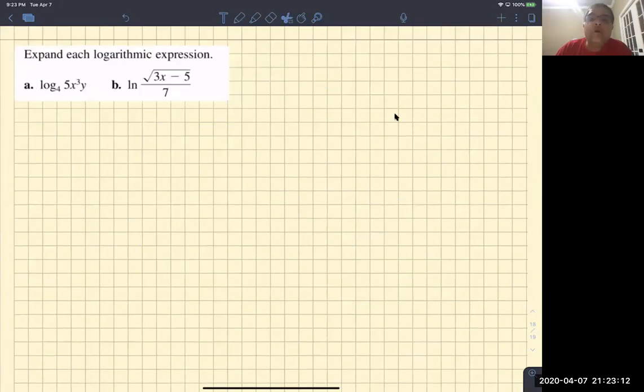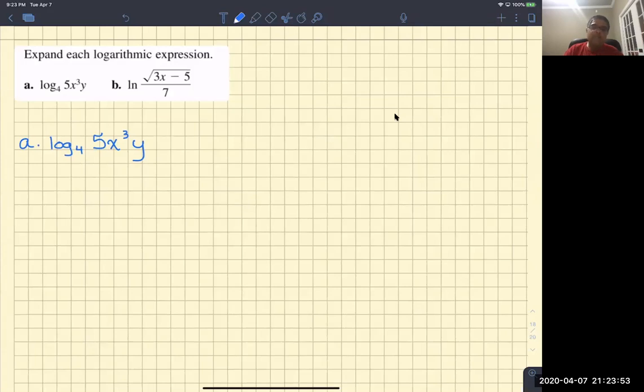Okay, in this problem, it says to expand the logarithmic expressions. So for A, I want to expand log base 4 of 5x cubed y. Okay. So when I say expansion, that means I do not want anything within the logarithm being multiplied or raised to an exponent. So I want to get rid of all my multiplication if possible, and I want to get rid of all my exponents if possible. All right?